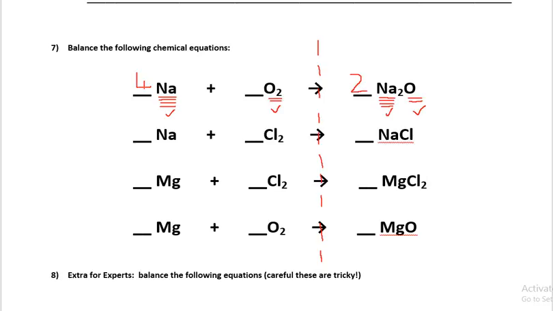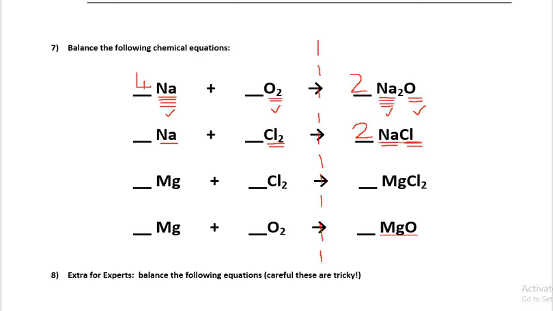Okay, let's have a look at the next one. I might start with this one. It looks like the biggest to me. I've got 1 sodium here, and I've got 1 sodium on this side. So that's okay so far. Now I've got 1 chlorine on this side, but I've got 2 chlorines on this side. So I'm going to put a big 2 in front here, and what does that do? It doubles everything here. So I've got 2 sodiums now, and 2 chlorines here now too.